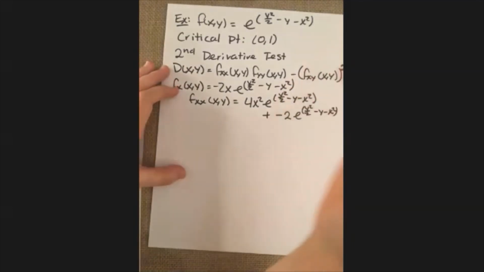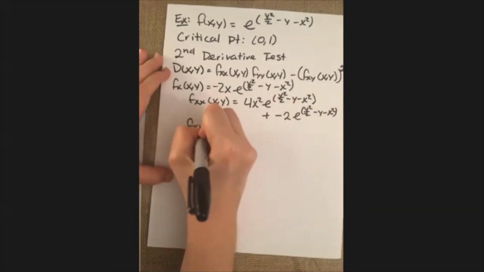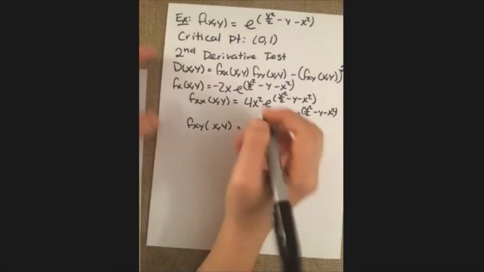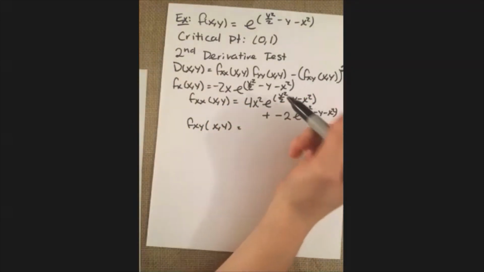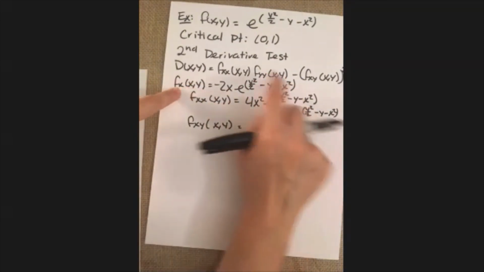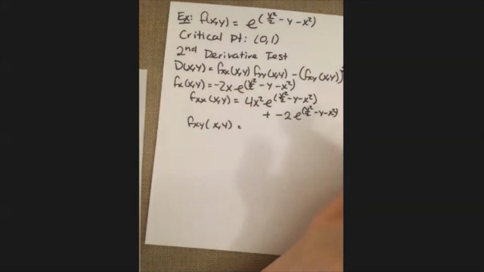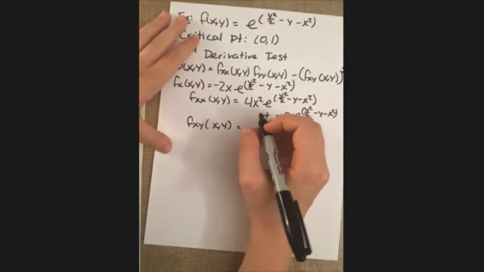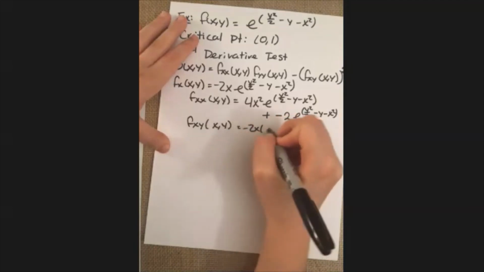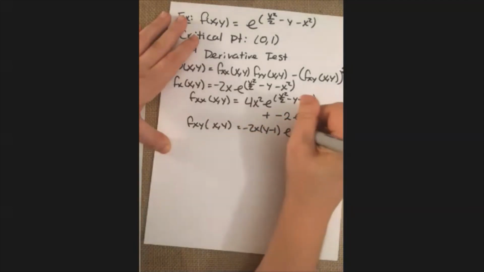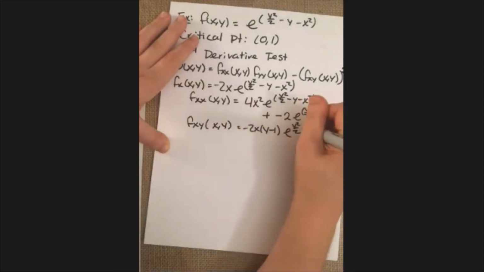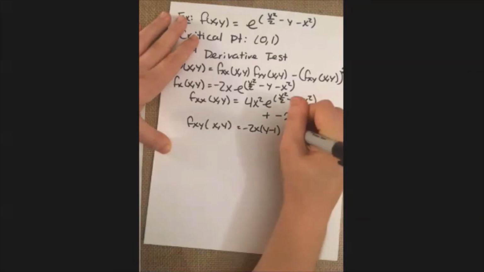And then I'm going to go ahead and compute the mixed partial as well. This one's a lot easier because we just need to take the derivative of this guy here with respect to y. No product rule needed. We're going to get negative 2x (y minus 1) e to the y squared over 2 minus y minus x squared.